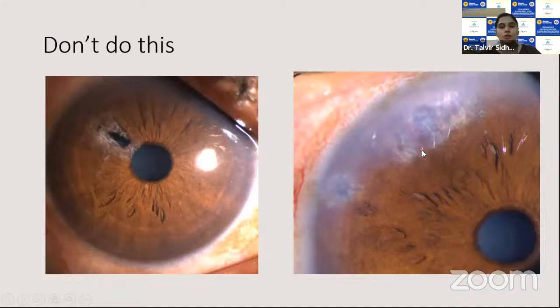So please do not do this. Sometimes I see PIs done very near to the pupil. It is important that PIs should be done 1 millimeter inside of the limbus over the peripheral iris.